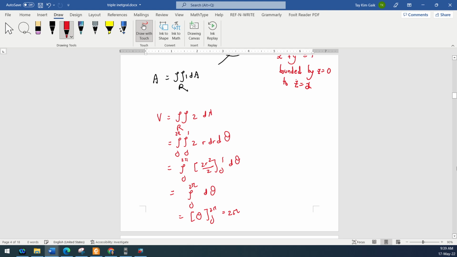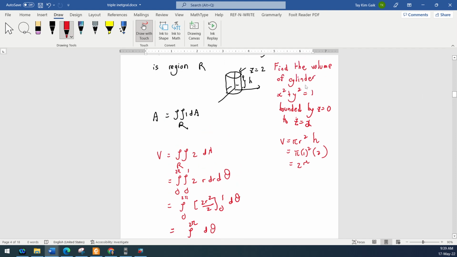Okay, you can check the volume of a cylinder V is actually pi r squared h. In this case r is 1, so you have pi times 1 squared times h, which is 2. So the answer is 2 pi. So this one we use a double integral to find the cylinder bounded by z equal to 0 to z equal to 2.